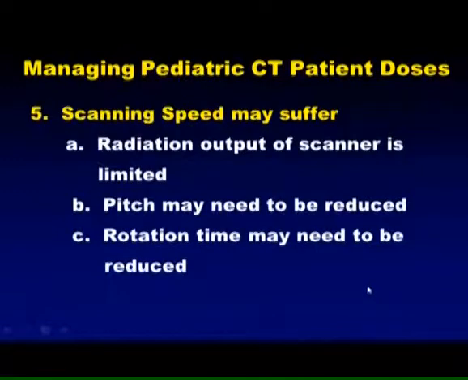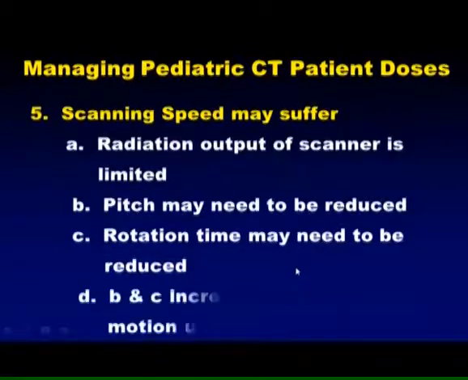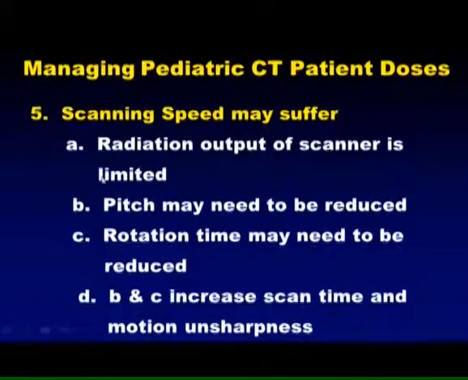I may need to reduce the rotation time so I have time to produce more radiation. So B and C are going to increase the scan time, and I'm going to have essentially more motion unsharpness. Yes, sir? Seems to be increased. Oh, I'm sorry. Thank you.